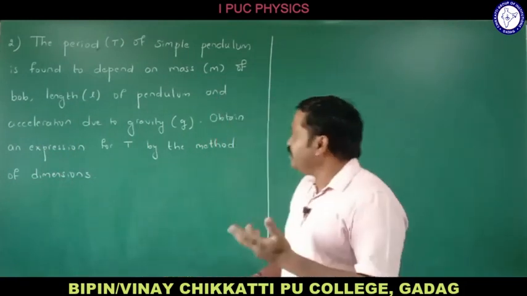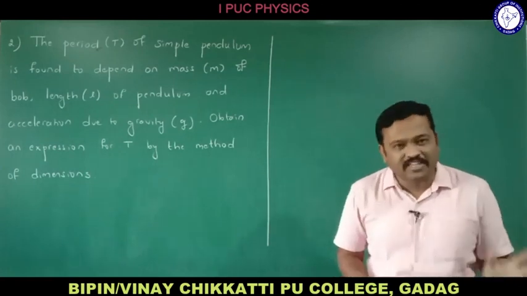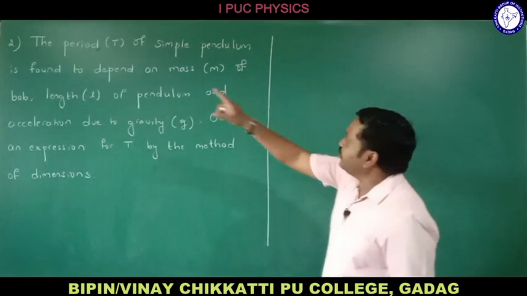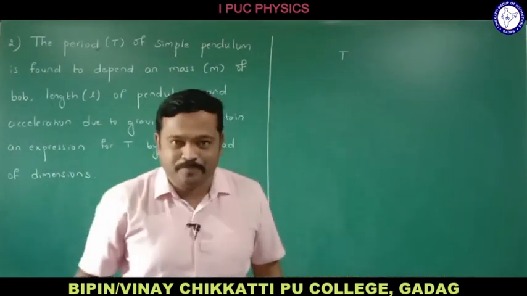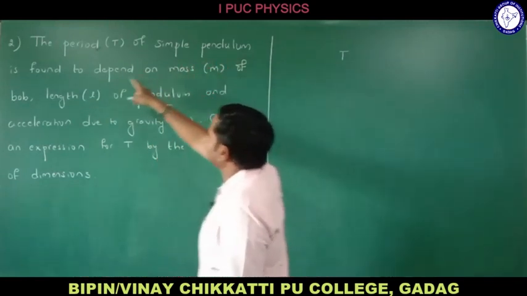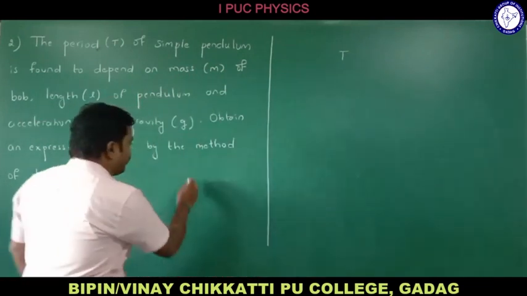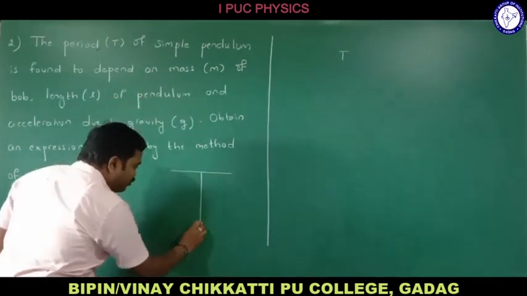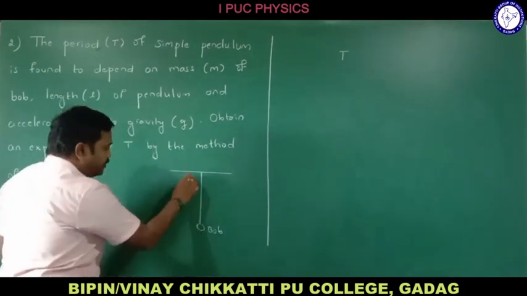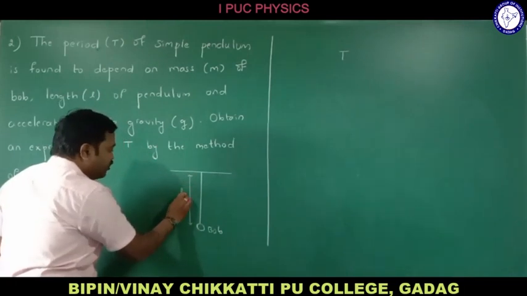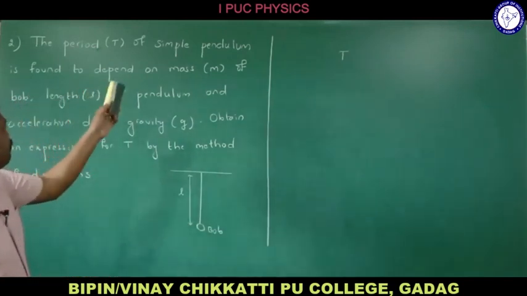Now let me begin to find the relation between these physical quantities. First of all, what is given? Write a mathematical form for it. The period of a simple pendulum is denoted by capital T, and it is found to depend on the mass of the bob. This is the pendulum: there will be a thread and a bob, and this length is called the length of the simple pendulum.